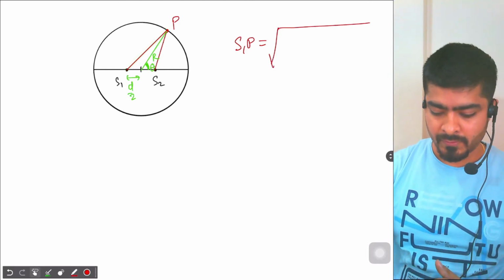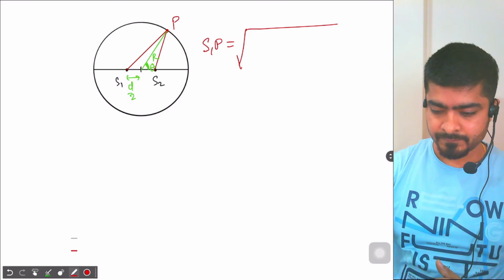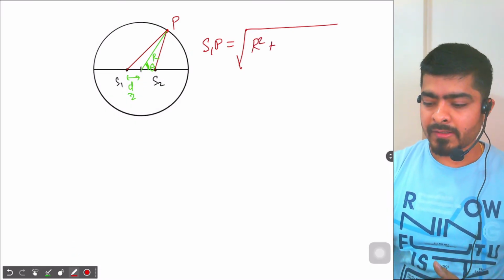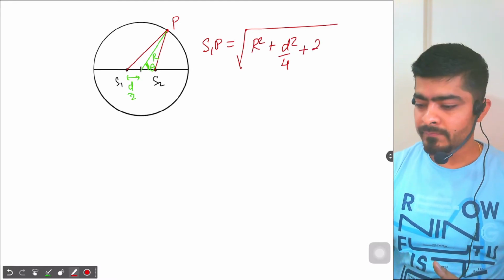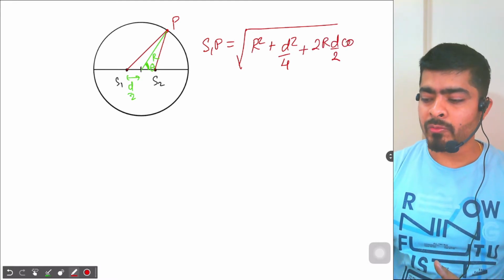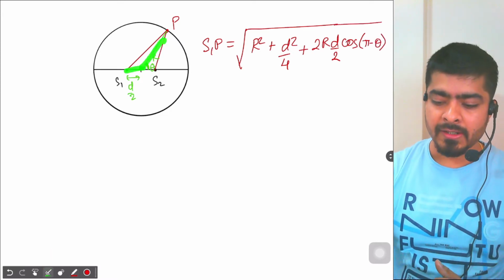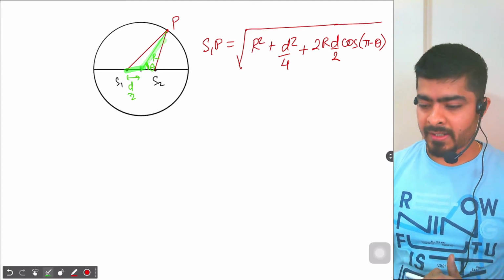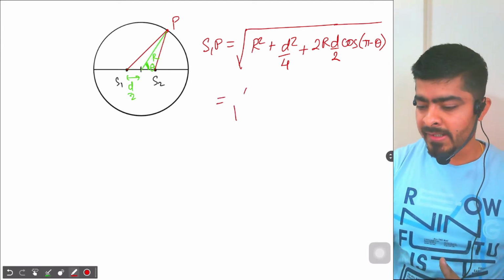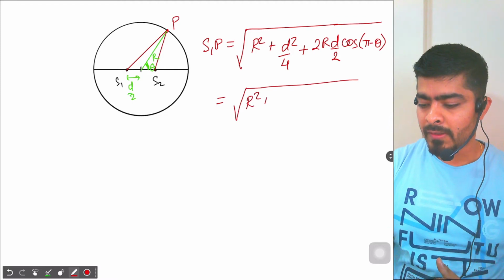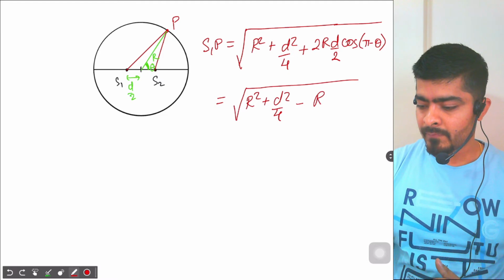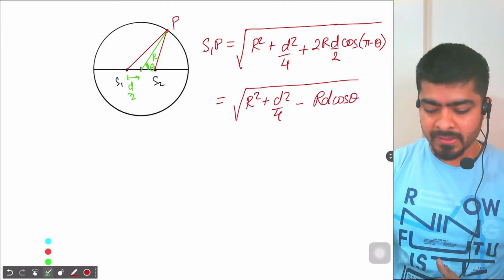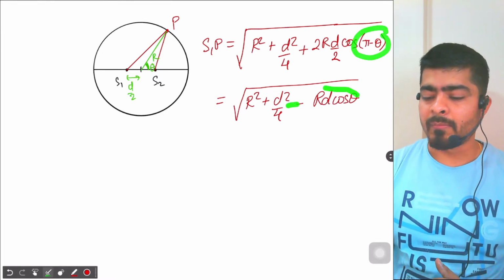S1P will be the root of r square plus (d by 2) whole square, that is d square by 4, plus 2 r d by 2 cos (pi minus theta), because the angle between r and d by 2 is pi minus theta, correct? So I simplify this and I get root of r square plus d square by 4 minus rd cos theta, because cos of pi minus theta is minus cos theta.